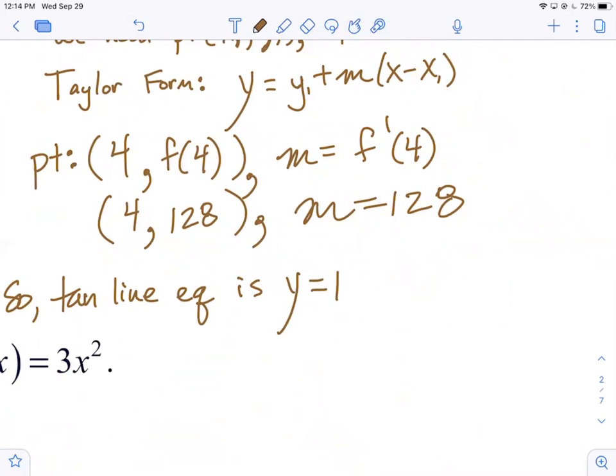y equals 128. The y value plus the slope, 4. No, plus the slope, 128, times x minus 4.